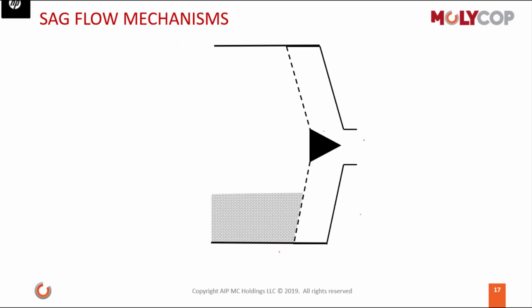How is the SAG flow mechanism? This is a picture of the SAG. You can see in the bottom, the transport group is going only in the bottom part of the grate. It's not in all the grate. It's only in one portion of the grate.